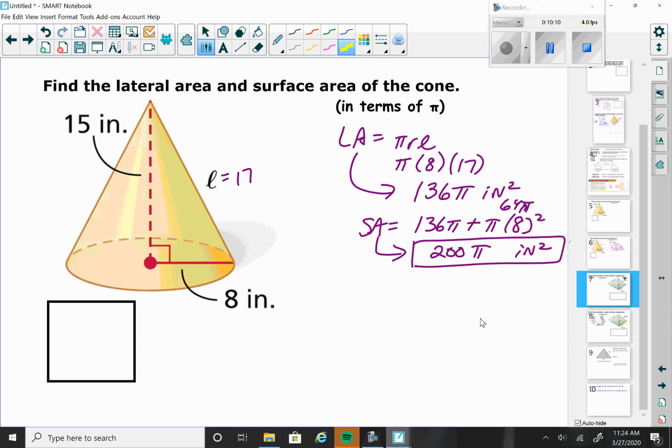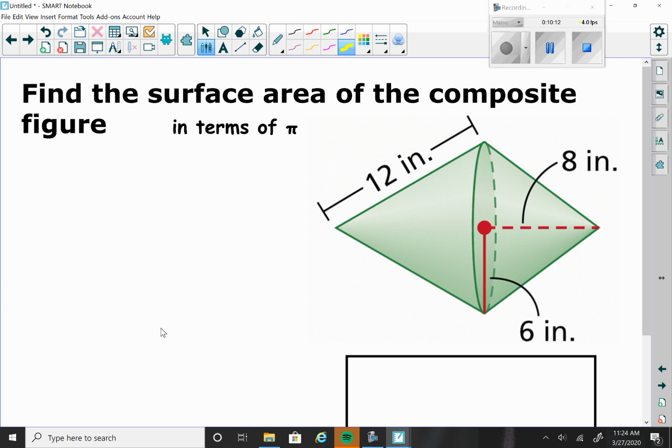Next, we're going to shift over to a composite figure. Again, a composite figure is when you put two or more 3D shapes together. Just like I mentioned in our last video, we assume that this is hollow in the middle. So there's not going to be a base on the cone on the left or a base on the cone on the right. We just have to deal with the two lateral areas and then add them together.